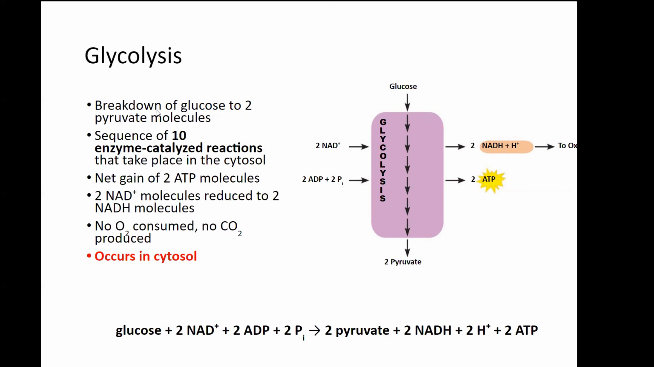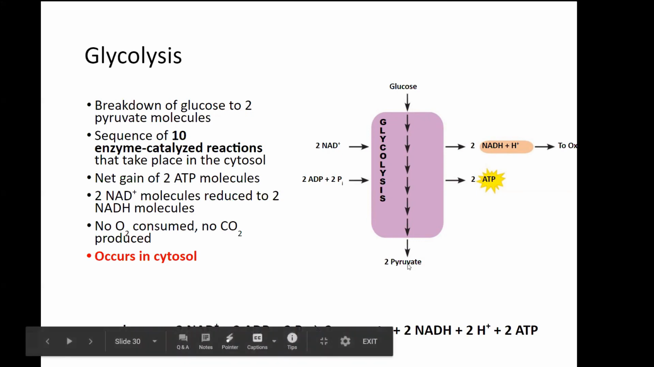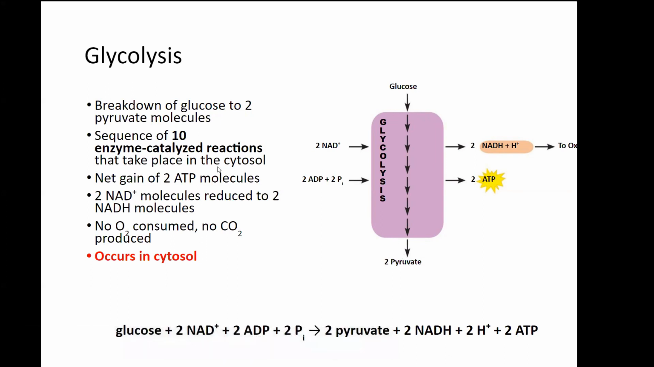So glycolysis starts with glucose. We get glucose, our monosaccharide, and we're going to break down that glucose molecule into 2 molecules of pyruvate. There are 10 enzyme catalyzed reactions that do this. They all take place in the cytosol. So we'll see that metabolism involves the mitochondria, but not yet. Right now we're in the cytosol, just floating around in the cell. We get 2 molecules of ATP out.